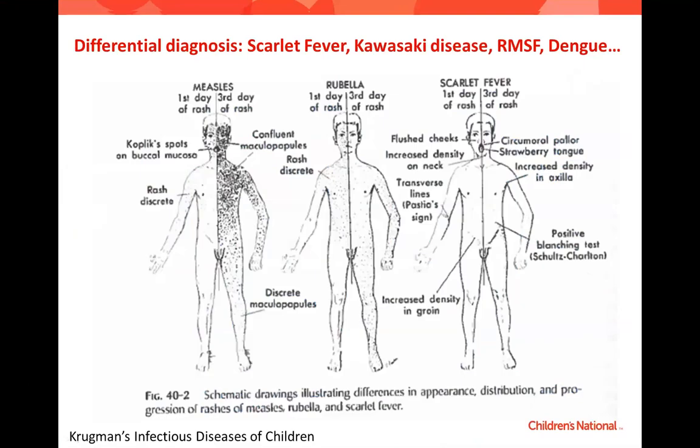This is, I think, a fantastic photo that was shared with me by Dr. Bud Wiederman from an old edition of Krugman's Infectious Diseases of Children that shows some drawings illustrating the differences in appearance and distribution and even progression of measles versus rubella and scarlet fever.